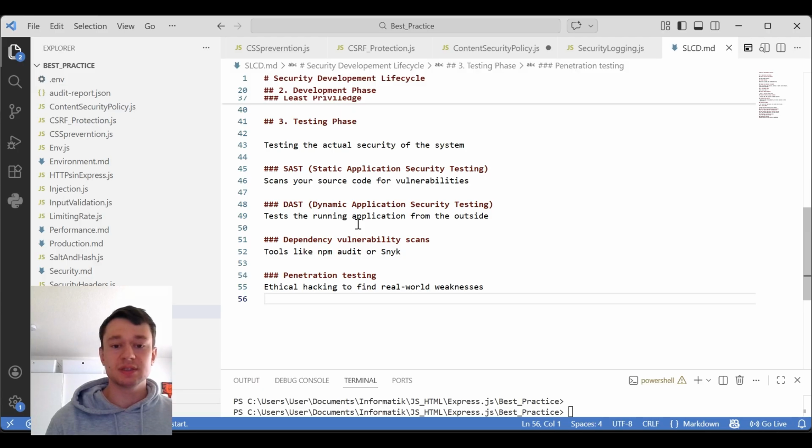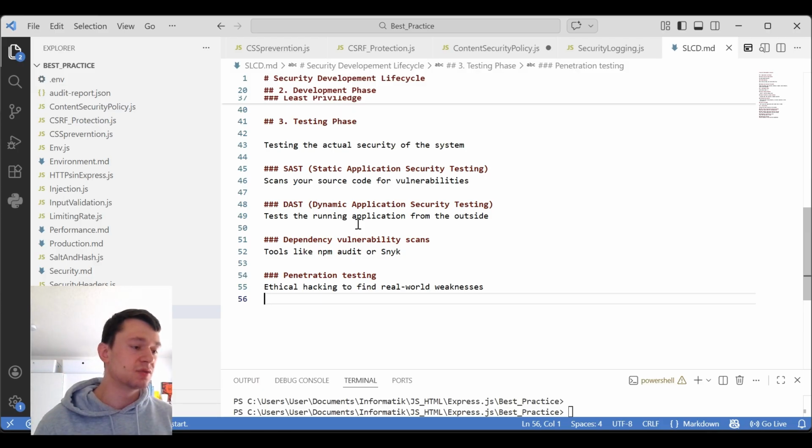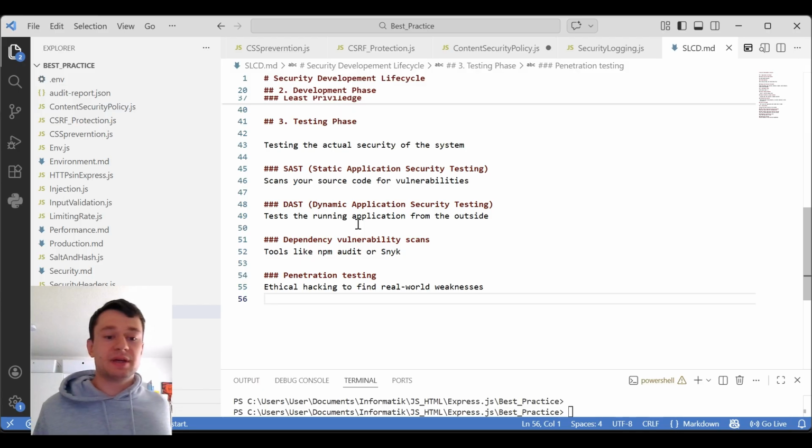The last one is probably the most interesting and hardest one, the penetration testing. This means that you try to apply so much pressure to your system until it breaks or gives in. This is a very interesting and very important part, because then you can actually find out the real world weaknesses if somebody tries to use a brute force attack or some attack of this kind.